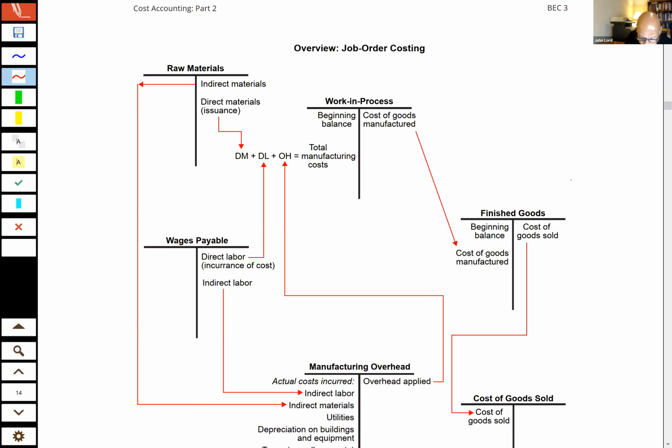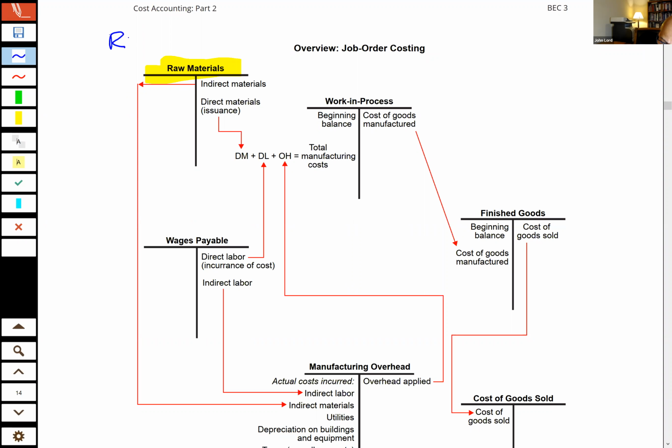Okay, so let's just go through this, and I think it helps to start out with the raw materials. Okay, and so we have raw materials, and of course, when we purchase raw materials, we will debit the raw materials.